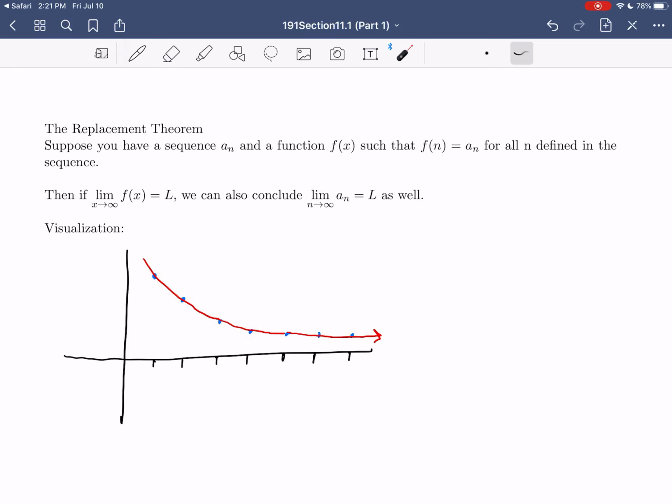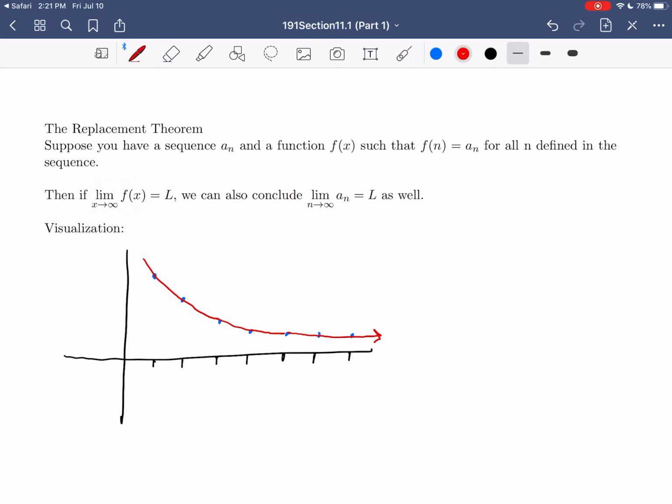Now, this hinges on being able to find a function that goes through all the points. If the points exhibit some really crazy behavior, say your points are like here, here, and then here, here, here, here, here, here, here, so on and so forth, you might not be able to find a function that does this. So this doesn't say that you can always find a continuous function that matches your sequence. But if you can, then the limit of the function is the same as the limit of the sequence.